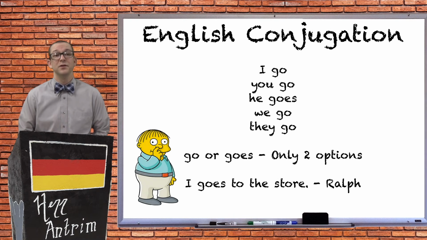Conjugation is the process of changing the verb to match the subject of the sentence. Since you're watching this video, I'm going to assume that you speak English well enough to understand how this works in English. There are usually only 2 forms of a verb in English. For example, I go, you go, he goes, we go, they go. Your options are either go or goes. If you mix them up, people will look at you kind of funny. I goes to the store. You sound like Ralph from The Simpsons.